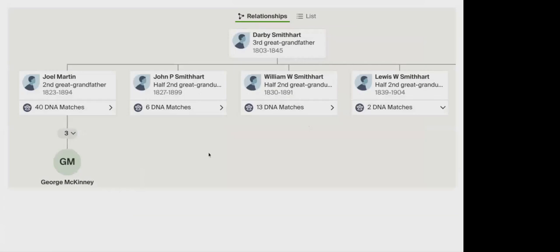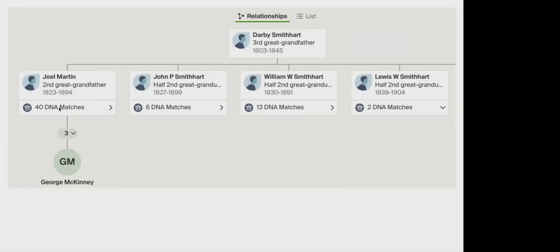Those of you who've been around for a while know that my second great grandfather, Joel Martin, was born illegitimately, and we have determined who his father and mother actually were by DNA analysis. So we determined that his father was Darby Smithard. Got it? Well, Darby had 5 other kids once he got married. This was the one he had out of wedlock. He may have had others out of wedlock, but okay.